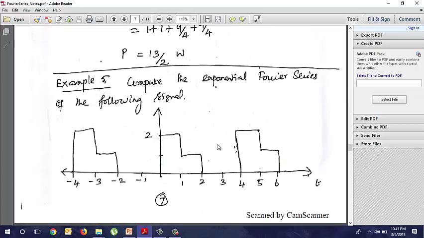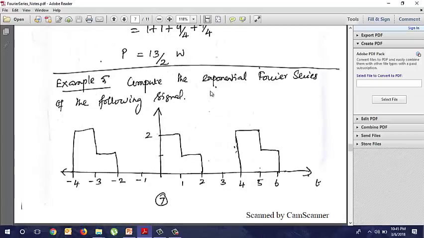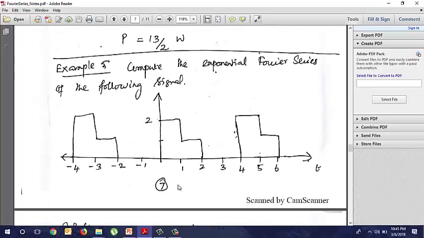Okay, and then one more example for exponential Fourier series, given a signal diagram graphically. There is a periodic signal, and for this we have to find the Fourier series using the formula. So first you have to find the period. The period starts here, and it again repeats here, so 0 to 4.